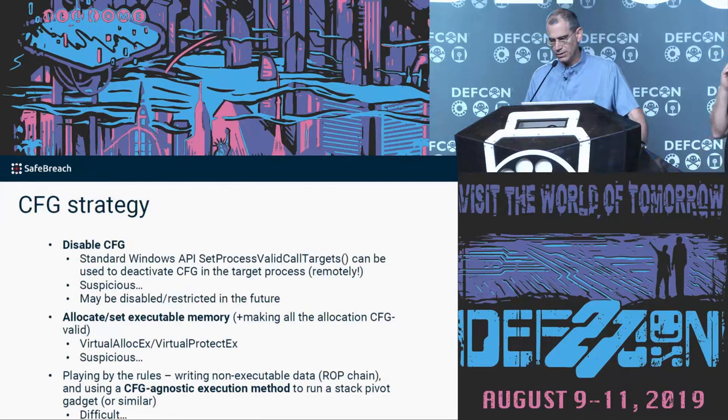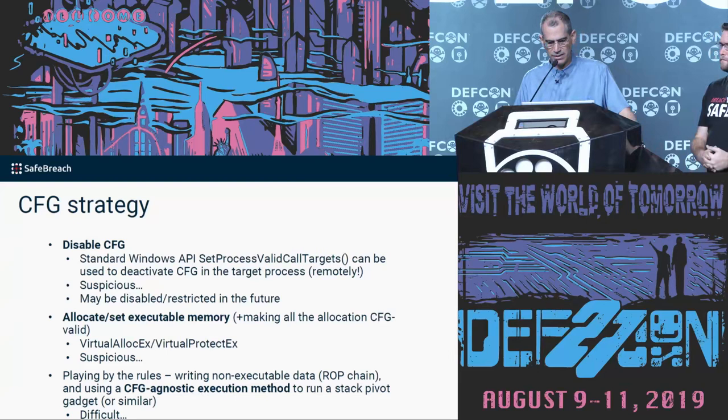The attacker that wants to inject into a CFG-protected target process has several options to choose from. The first one, obviously, is to disable CFG, and this is possible through a standard Windows API, SetProcessValidCallTargets. However, if you think about it, this is a pretty suspicious action in itself and can be flagged by security products. Also, I speculate that it may be disabled or restricted in the future by Microsoft. Another approach would be to allocate or set executable memory, which, as a side effect, makes all the allocated memory CFG valid. This can be done with VirtualAllocEx or VirtualProtectEx. But then again, if you think about it, this is extremely suspicious.